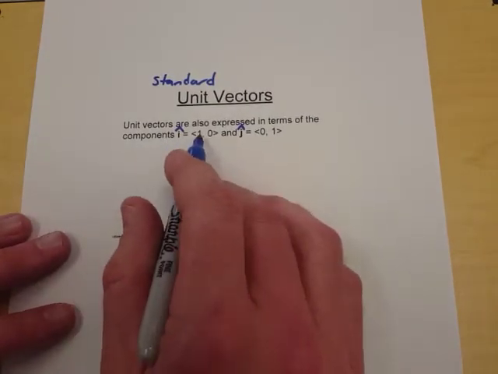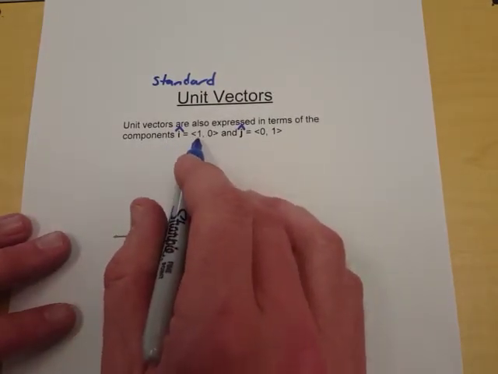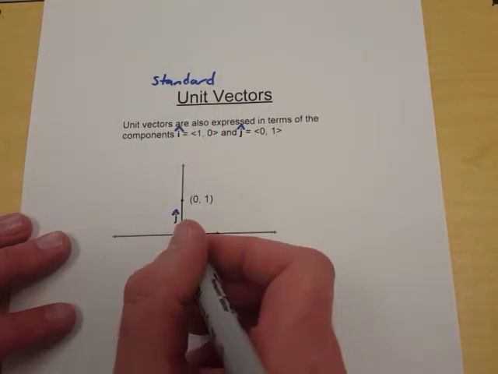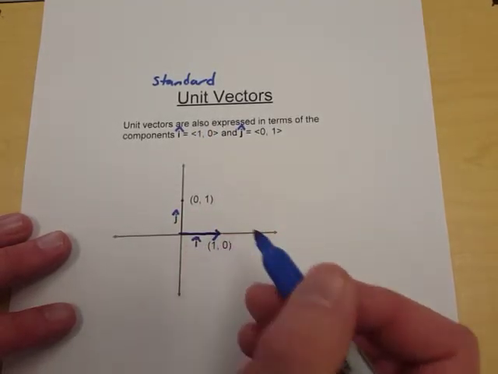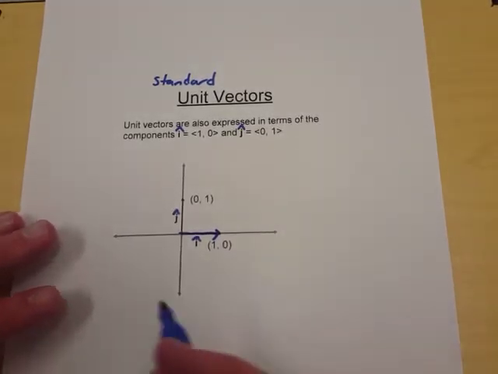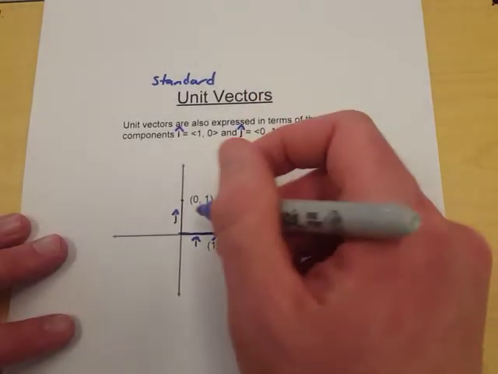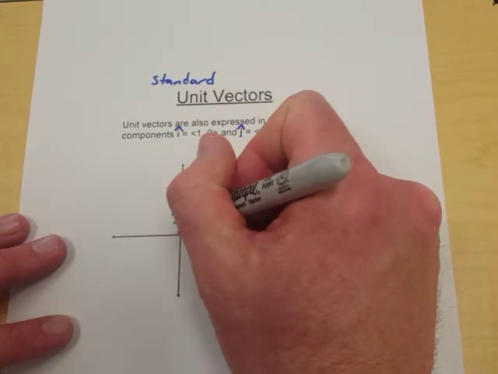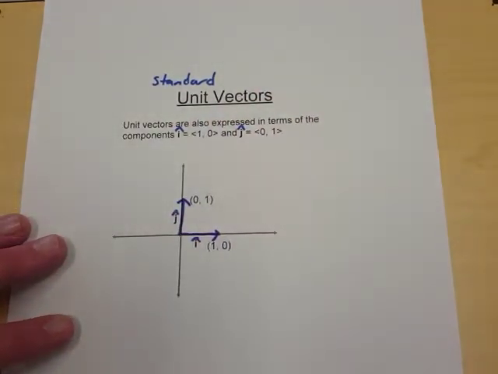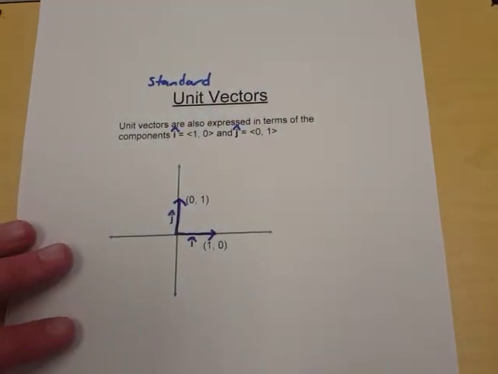i hat is, you'll notice, 1, 0, so there's a 1 in the x component, which means that that is essentially just a vector that has an x value of 1 and nothing else. j is like it in that it is just the y version of the same thing.